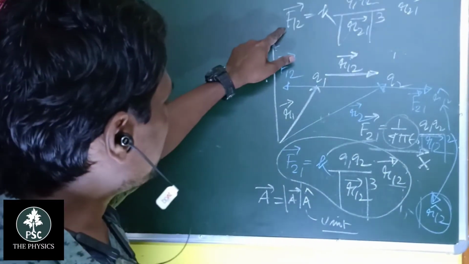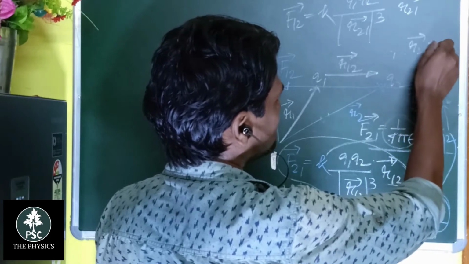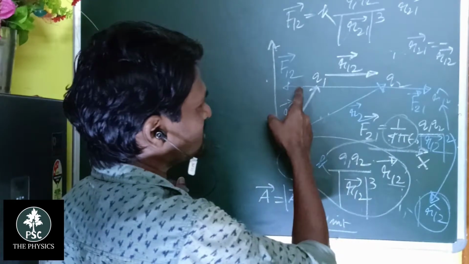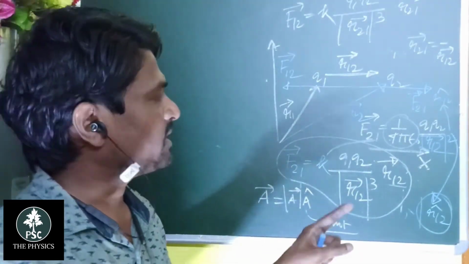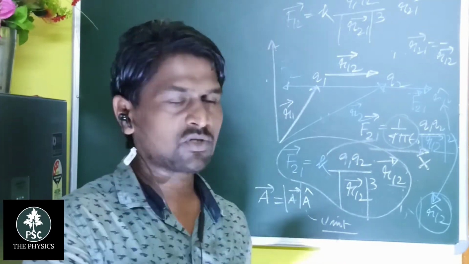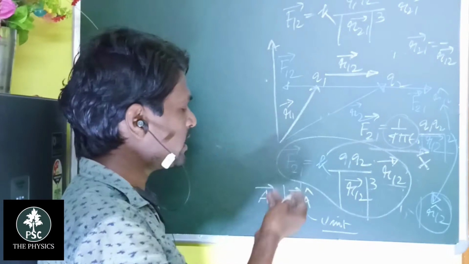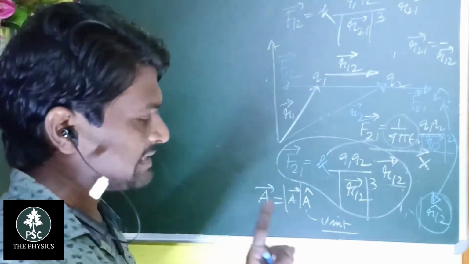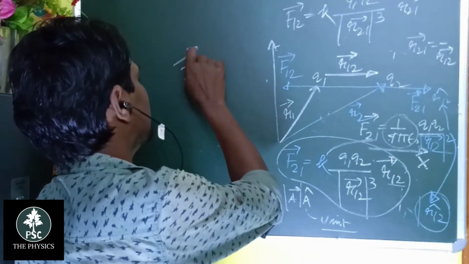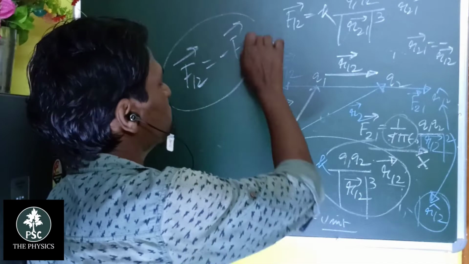But we know that the R21 vector is equal to minus of R12. So this force is equal in magnitude, but the direction is opposite. So it follows Newton's third law. So F12 vector is equal to F21 vector in magnitude, but the direction is opposite. So you can write that F12 vector is equal to minus of F21 vector. So this is the vectorial form.